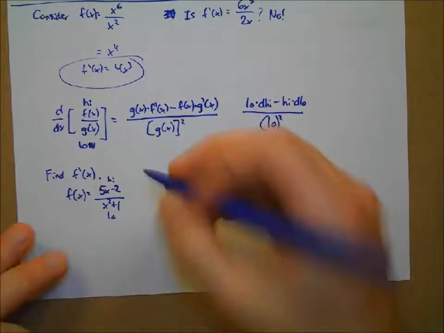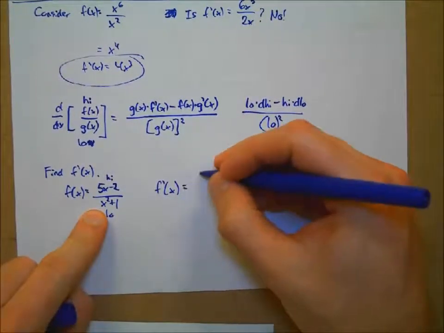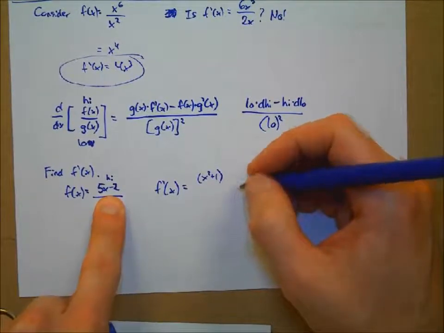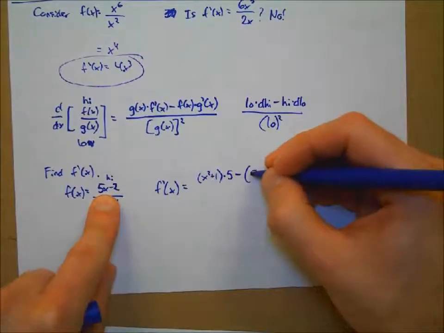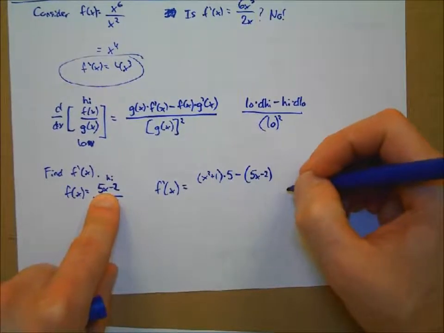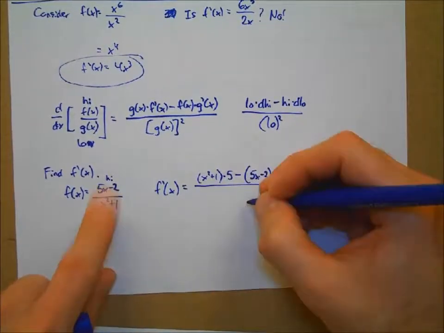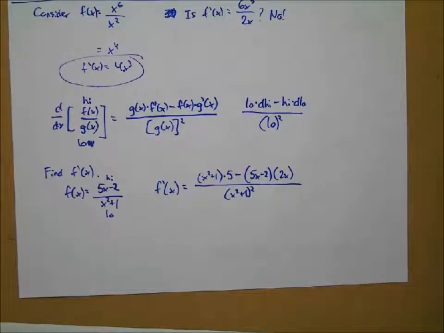So f prime of x will be low, x squared plus 1, times d high. What's the derivative of the top? 5. Minus high, the top, times d low. What's the derivative of the bottom? 2x. All over the bottom, the low, x squared plus 1 squared. I'm not going to have you worry about simplifying this right now. I just want to make sure you can take the derivative accurately. Or, well, actually, we may need to simplify it for the homework.